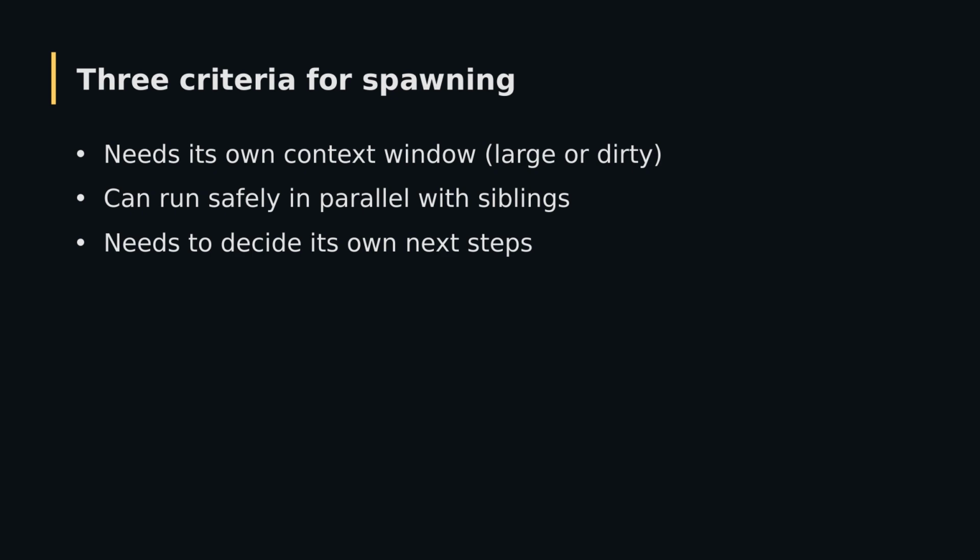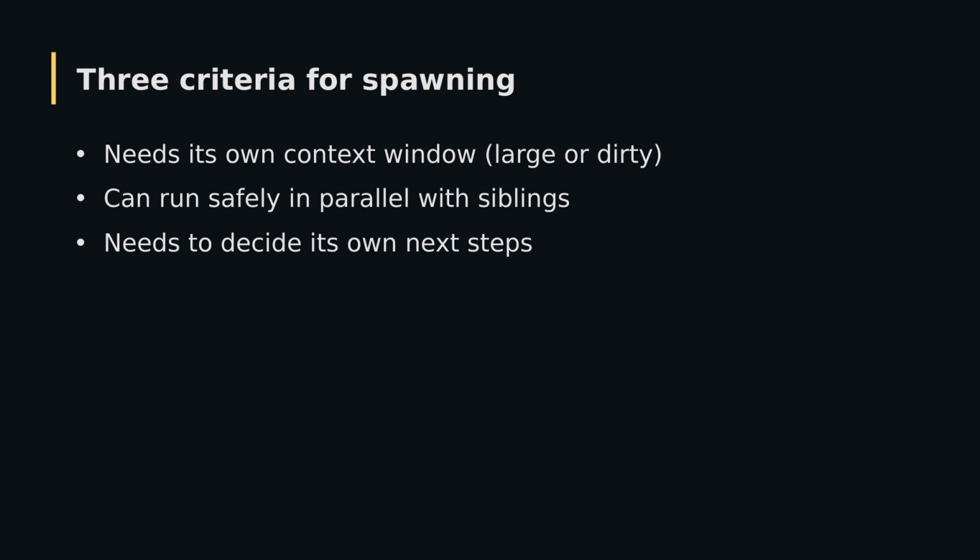There are 3 reasons to actually spawn a subagent. First, the work needs its own context window. If you're searching a codebase and the relevant files are 60,000 tokens, you don't want that in your main context ever. A subagent reads it, summarizes, returns. The main thread stays clean.